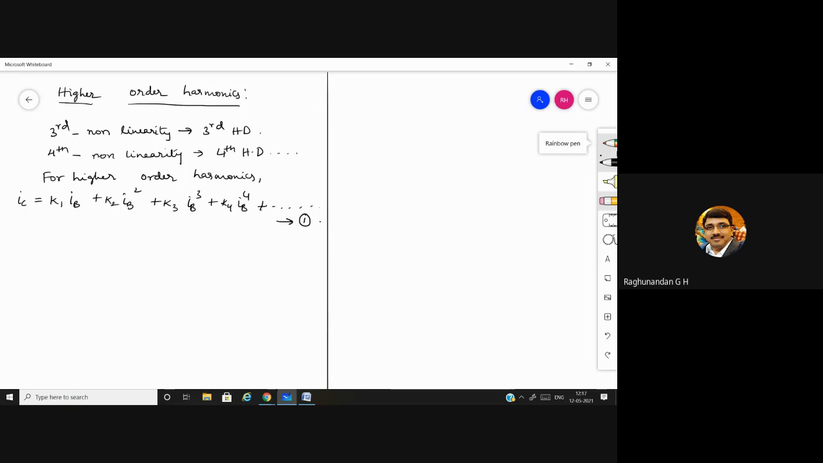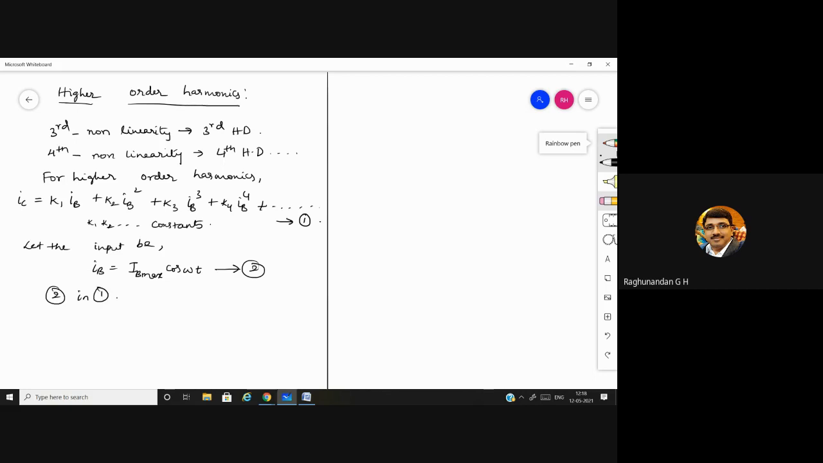As you know, K1, K2, these are all constants. Next, let the input be IB is equal to IB max cos omega t. Take this as equation 2. The same steps that we did there. Now substitute equation 2 in 1.